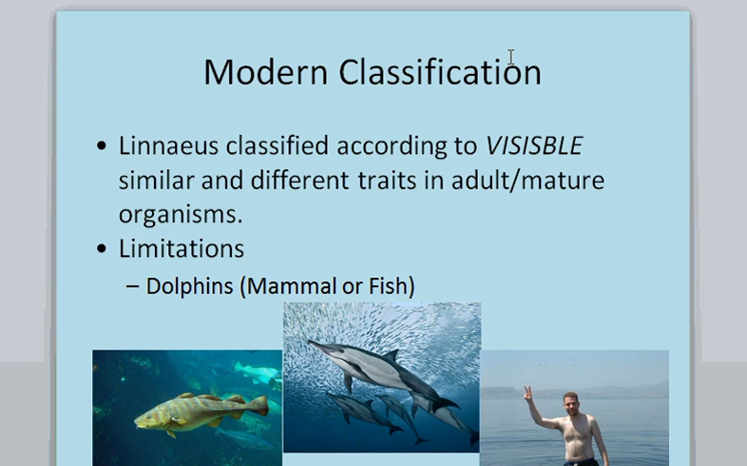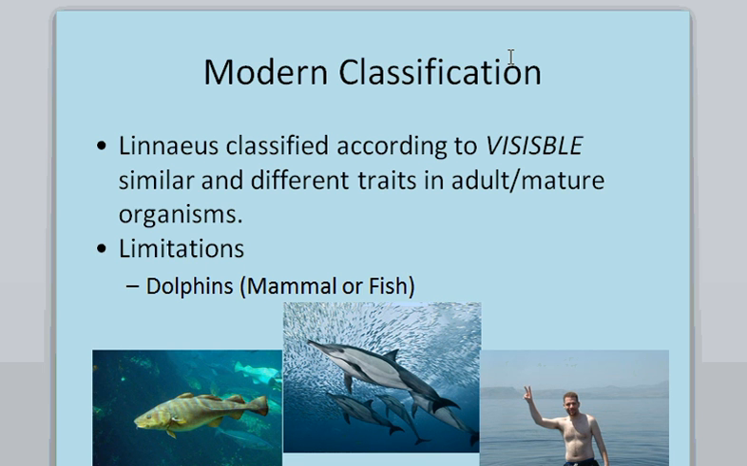So today we're moving on to modern classification. Looking back to Monday's work, we talked about Carl Linnaeus, who developed binomial nomenclature and his system of classifying organisms. Linnaeus classified according to visible similarities and different traits in adult and mature organisms. So we had to wait for organisms to fully mature or become adults before we could compare and contrast one organism to another.